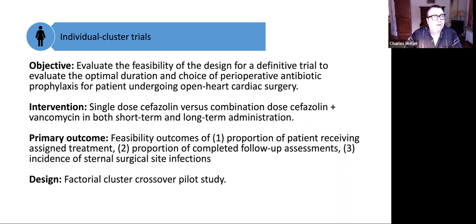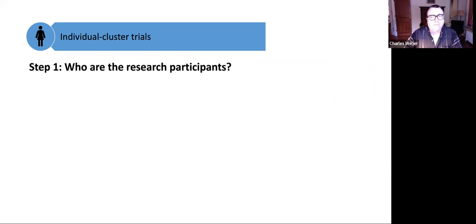Okay, so let's think through this example. Our first question, of course, is who are the research participants? Well, actually, that ends up being incredibly straightforward here. Because the identification of research participants in patient randomized trials and cluster randomized trials of individual level interventions is very similar, because it's the same individual, commonly a patient, who's exposed to the study intervention and data collection procedures, right?